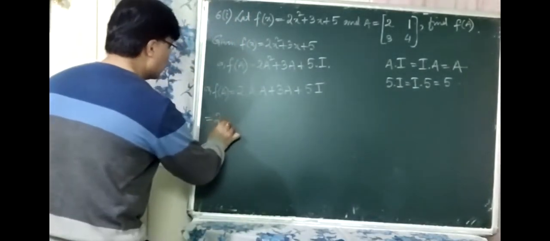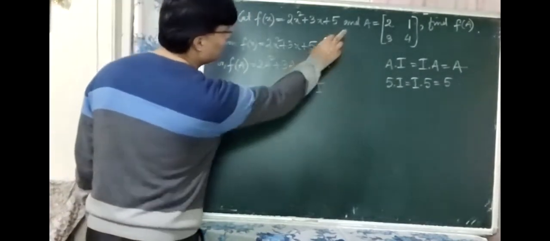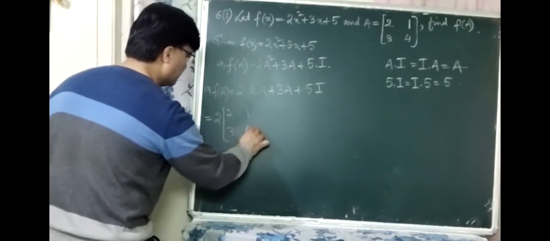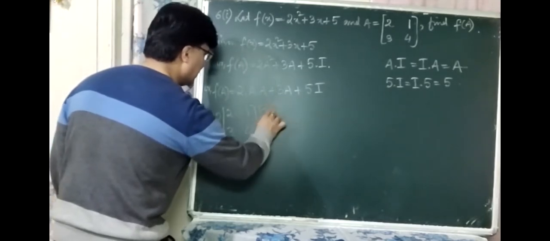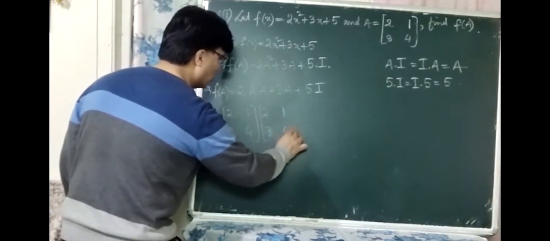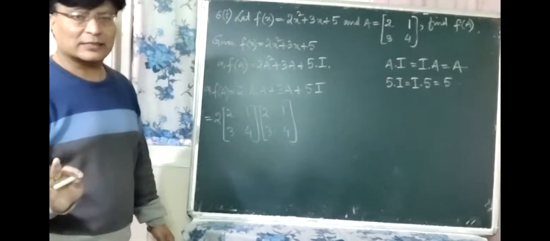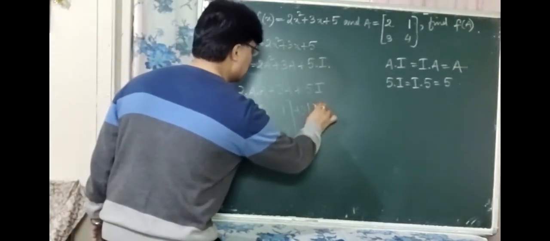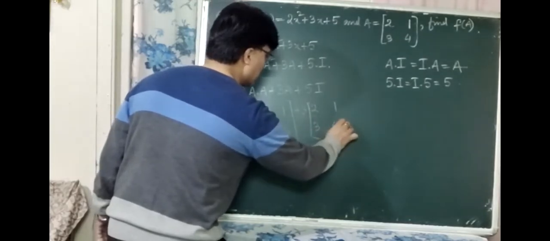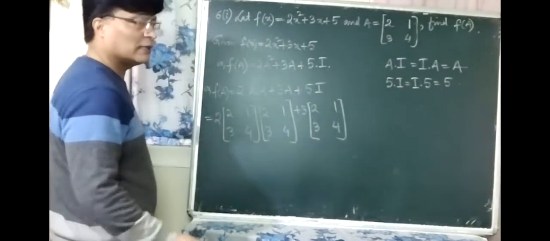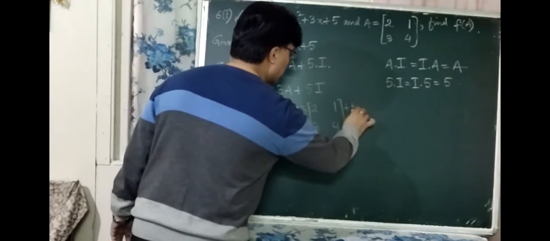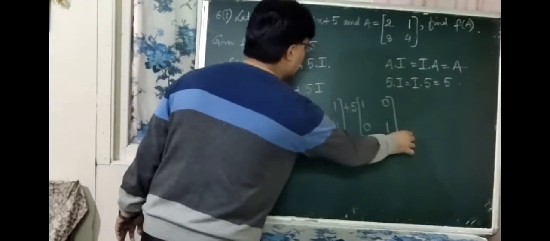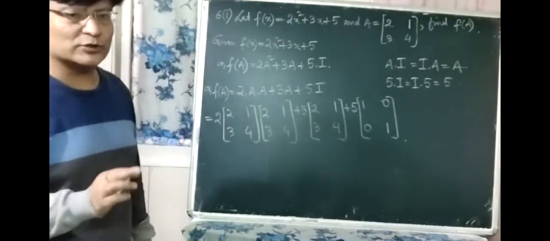So 2 into what is A out here? What is A? It is the matrix 2 1 3 4. Again, what is A? It is also 2 1 3 4. Is that clear now? Plus 3 into what is A again? This is the same matrix 2 1 3 4, right? And plus 5 into what is I? 1 0 0 1. Here the identity matrix is 1 0 0 1.